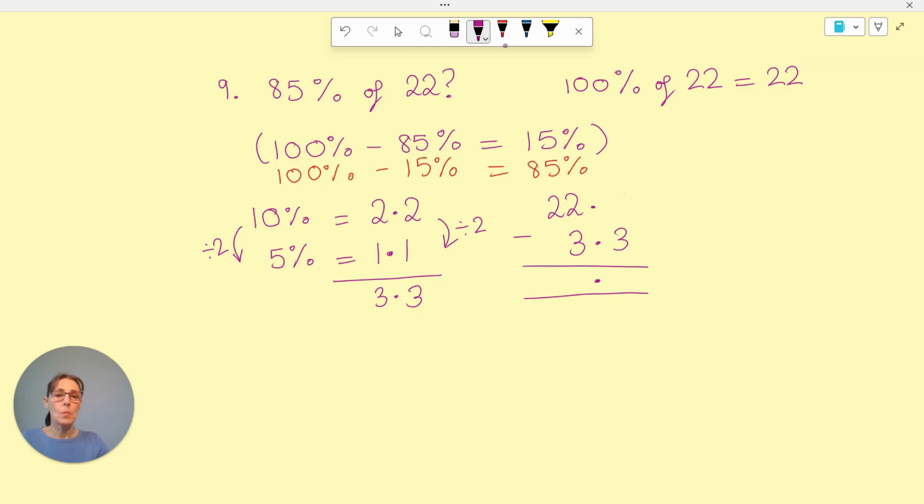I'm going to put my decimal point in my placeholder. 10 subtract 3. 10 take away 3 is 7. We've got a 1 there. I want a bigger number to take 3 away from. So 11 take away 3 is 8. So our answer is 18.7.